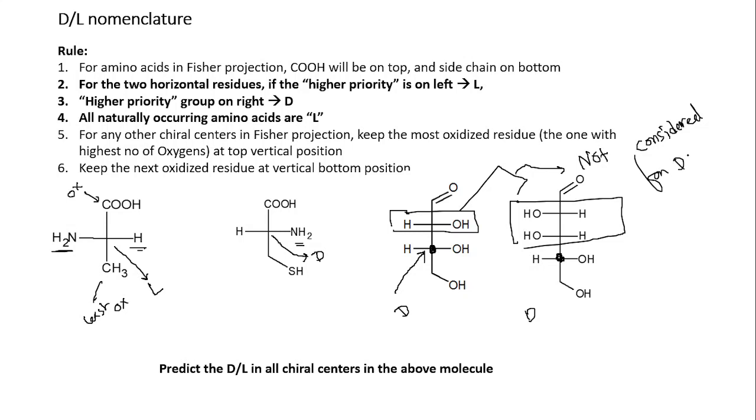For DL nomenclature. Okay, so just the general rule, let's revise. Most oxidized carbon on the top, least oxidized carbon on the bottom. Okay, and then the last carbon, penultimate carbon, whatever it is showing D and L, that would be the nomenclature for the molecule.